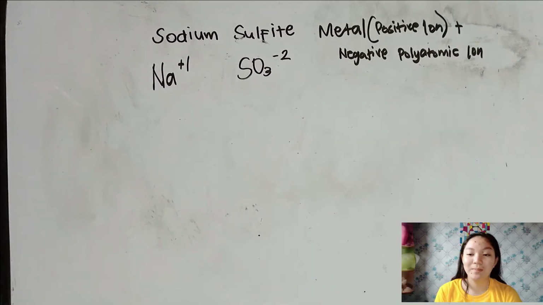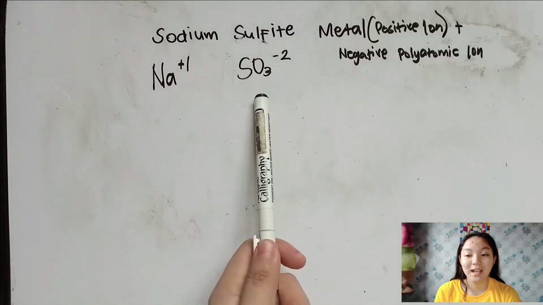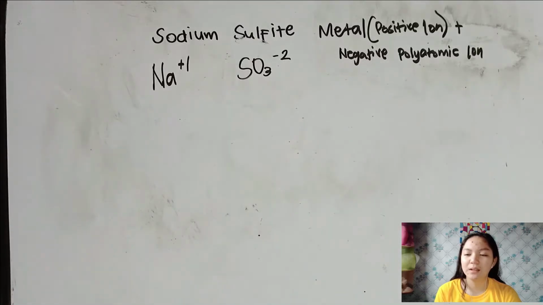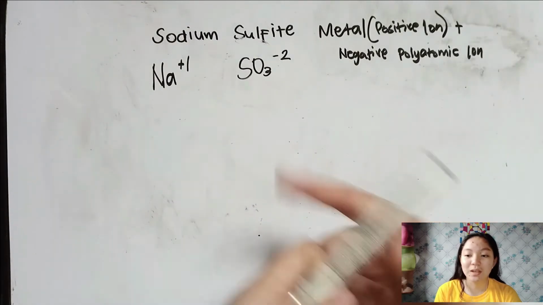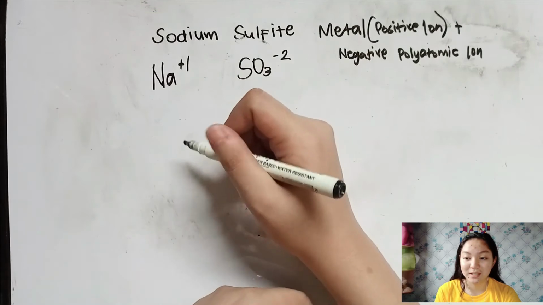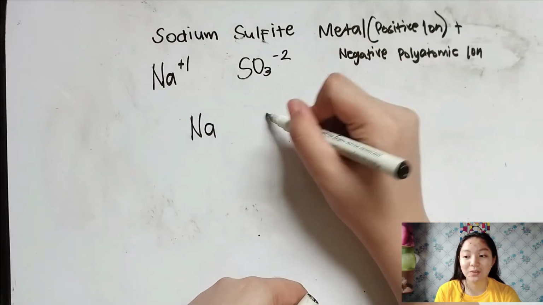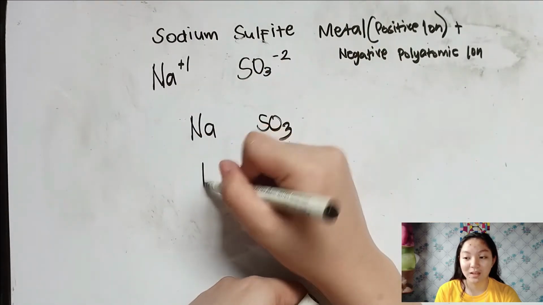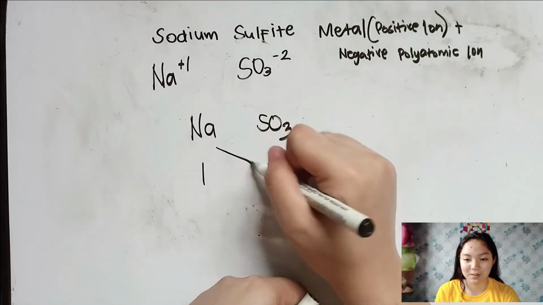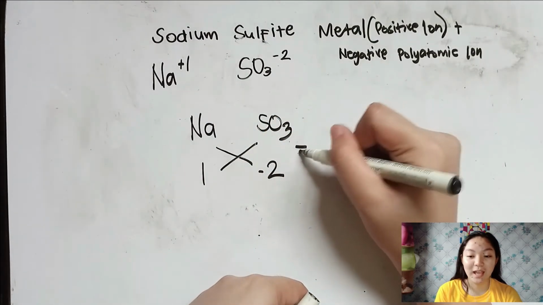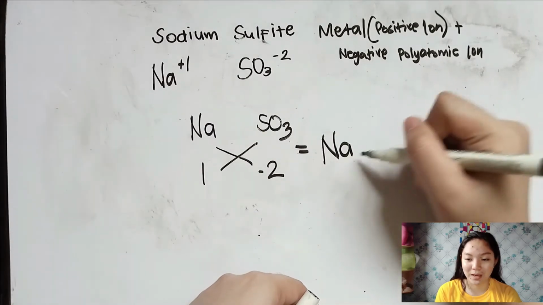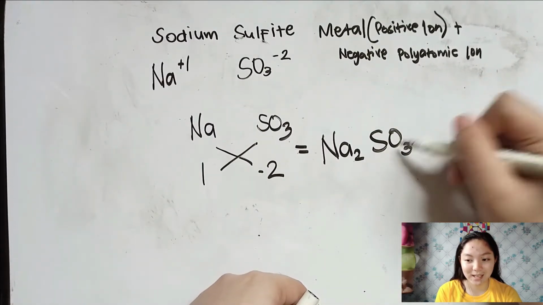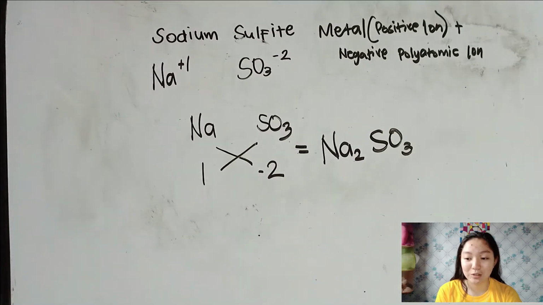So Na plus SO3 with a negative 2 charge, but their charge is not balanced as you can see. So we can use the crisscross method like this: Na, SO3, and under them 1 and negative 2, and then crisscross, so that you will get Na2SO3. When balancing, check how many Na are needed to balance the SO3 with a negative 2 charge.